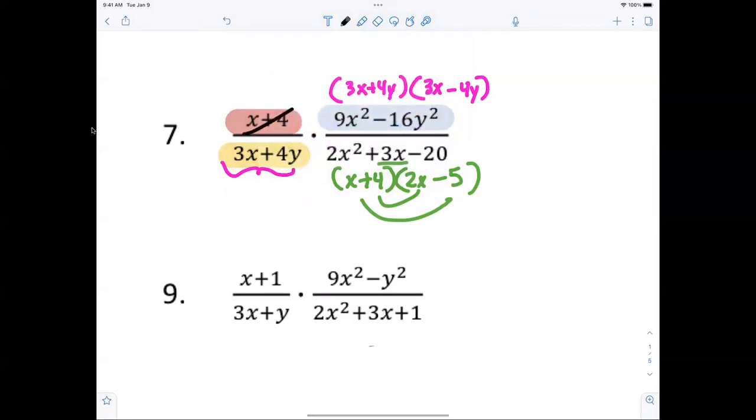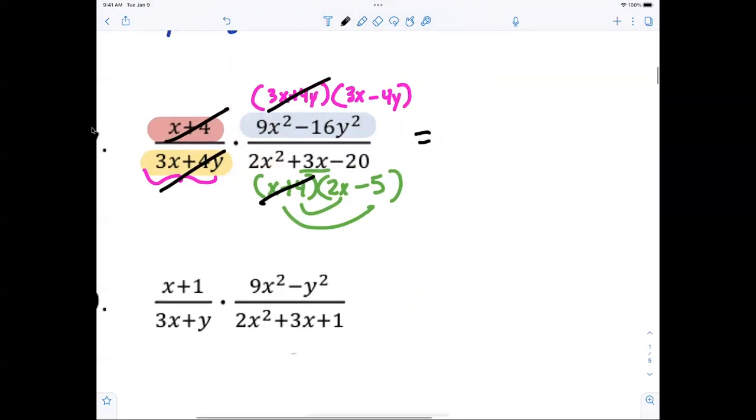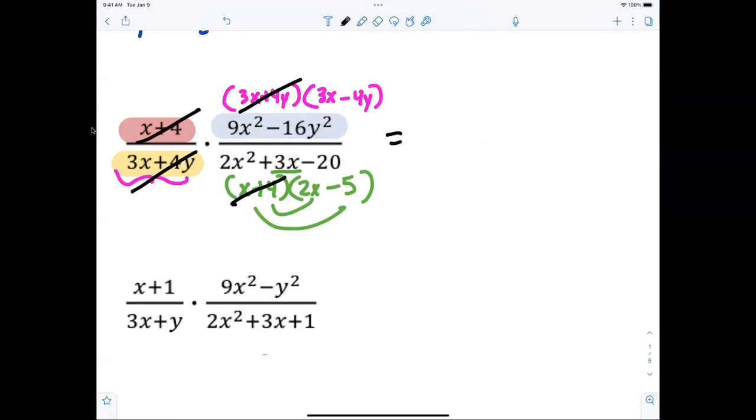And so now you just look back and you say, okay, what cancels? x plus 4, x plus 4. What else? 3x plus 4y, 3x plus 4y. So I'm left with 3x minus 4y over 2x minus 5. Can I cross out the x's? Of course not. Things bounded by addition and subtraction cannot cross out. I was able to cross those out because those things are bounded by what? Multiplication.